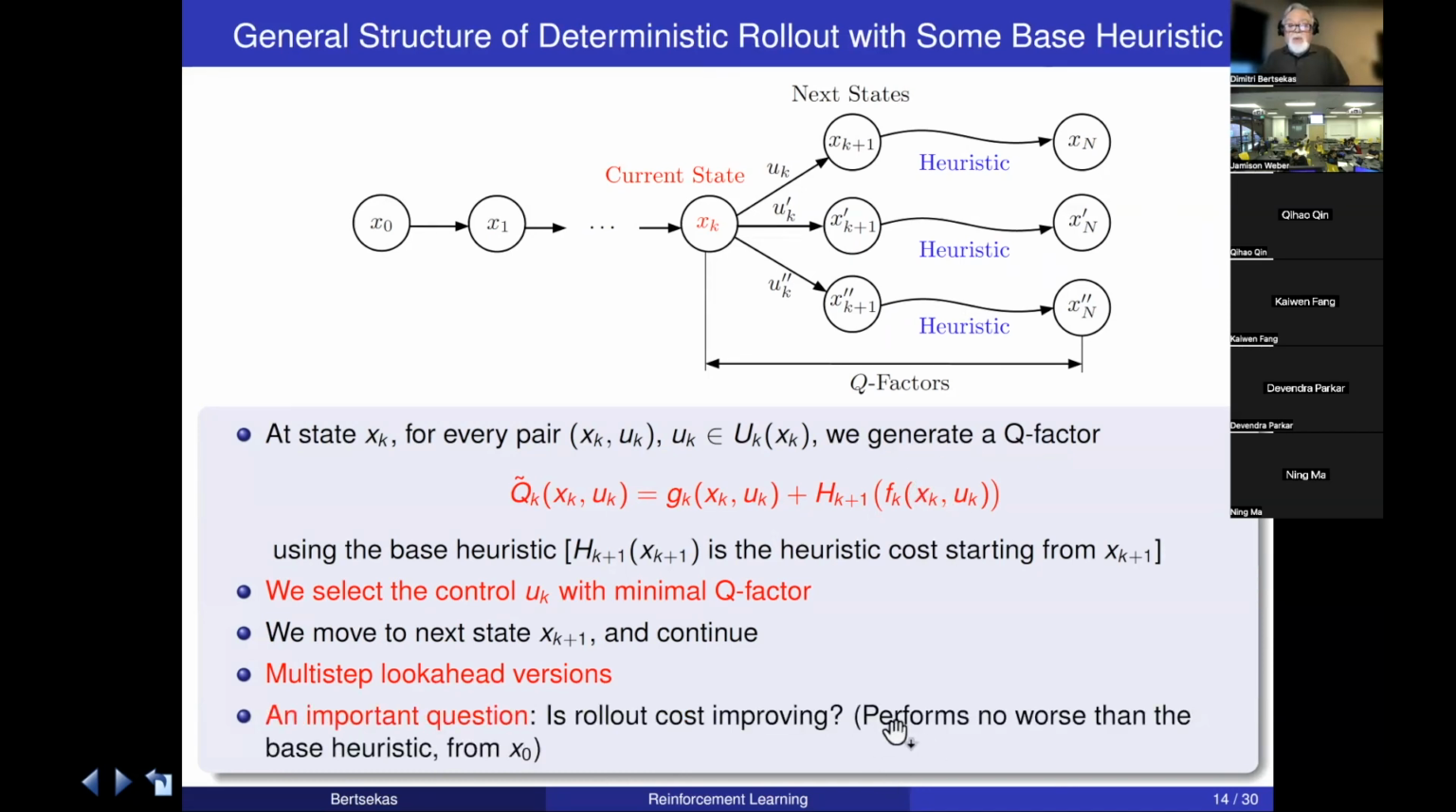And an important question is whether a rollout is cost improving. In other words, the sequence that you obtain by rollout has a cost that's no worse than the cost of the base heuristic. There's no guarantee, because this heuristic can be anything. It can be a very stupid heuristic and maybe misguide you. So under what conditions on the base heuristic are we guaranteed to get cost improvement?